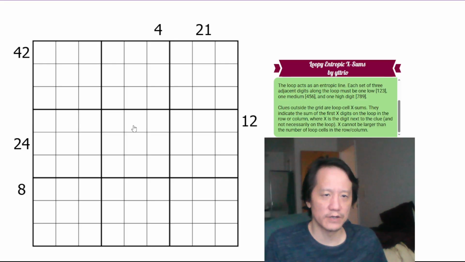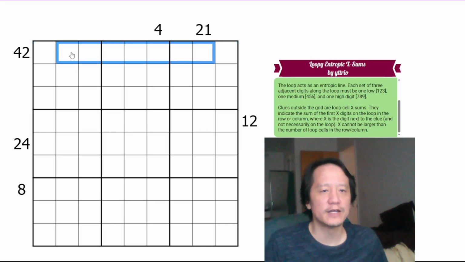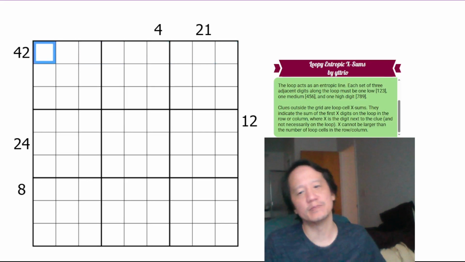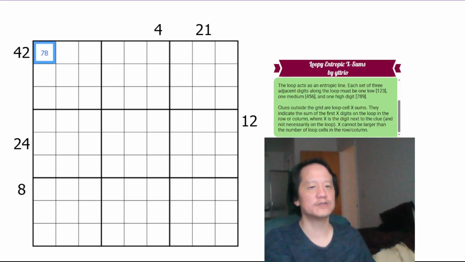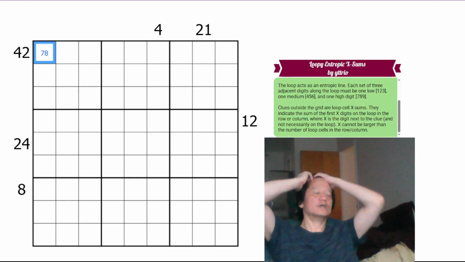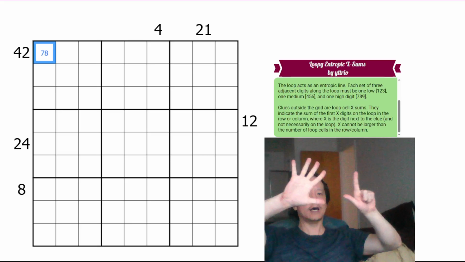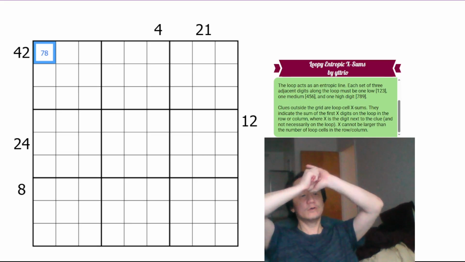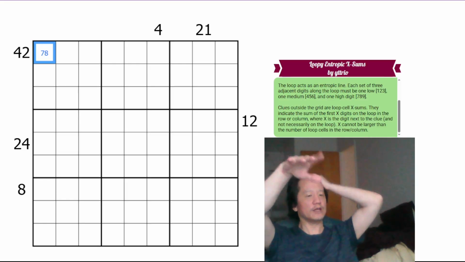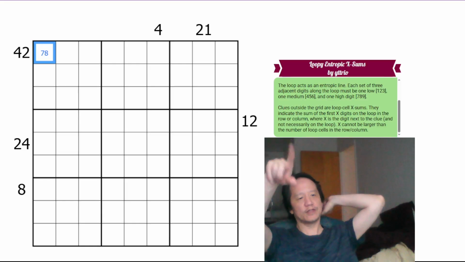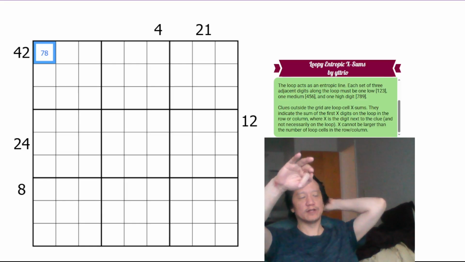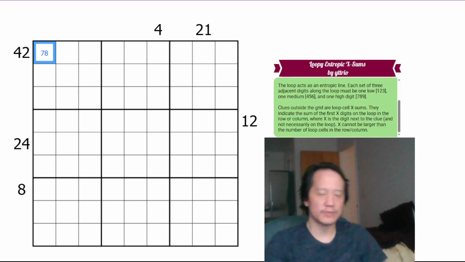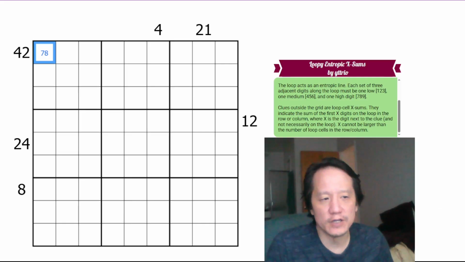Let's go. Okay, so since we know these are all X-sums of digits on the loop, how many digits can you have that add up to 42? What's the minimum? What's the maximum? It has to be 7 or 8. Because 7's the minimum. You could have the digits 3 through 9, which is 7 digits, adding up to 42. Or it could be 8 digits, with the digit removed being a 3, so 1, 2, 4 through 9, adding up to 42. Whatever it is, we know at least 7 digits here are on the loop.